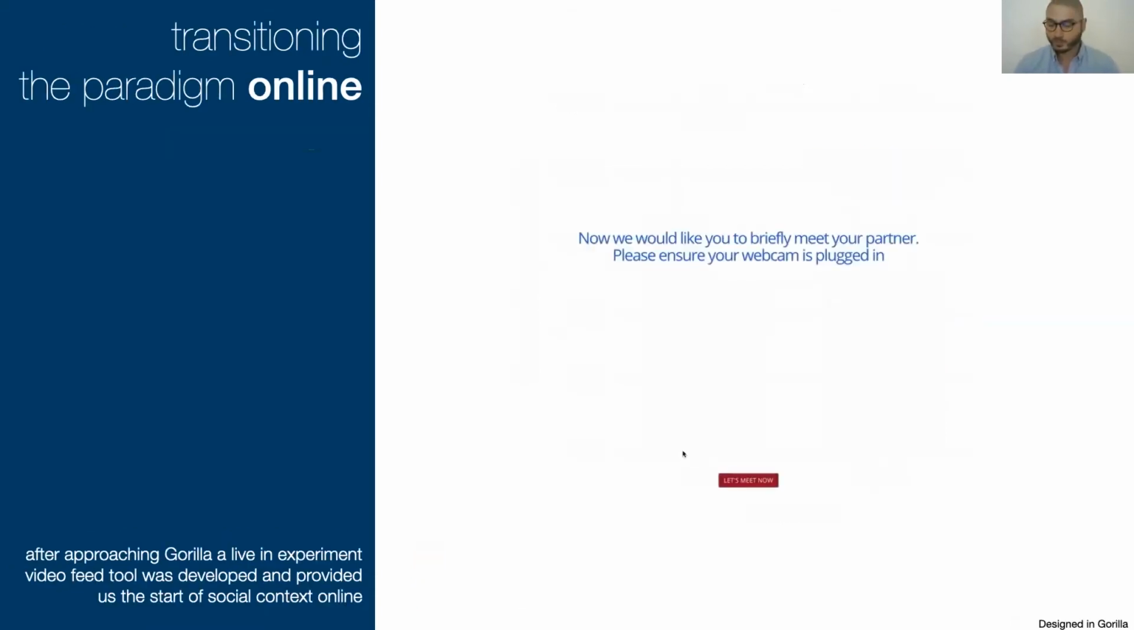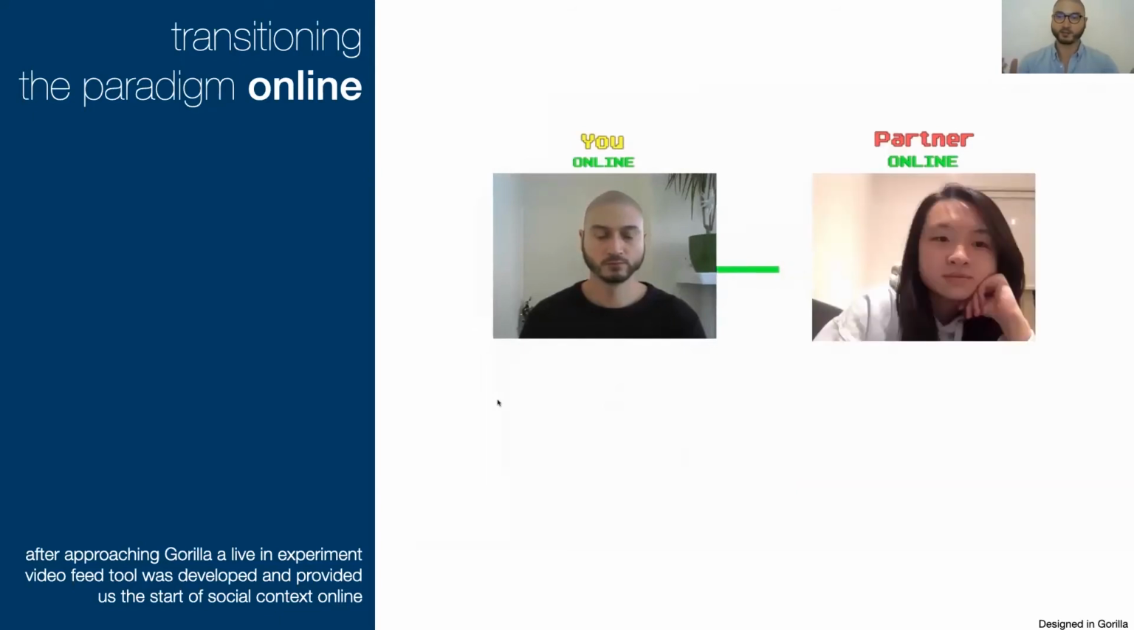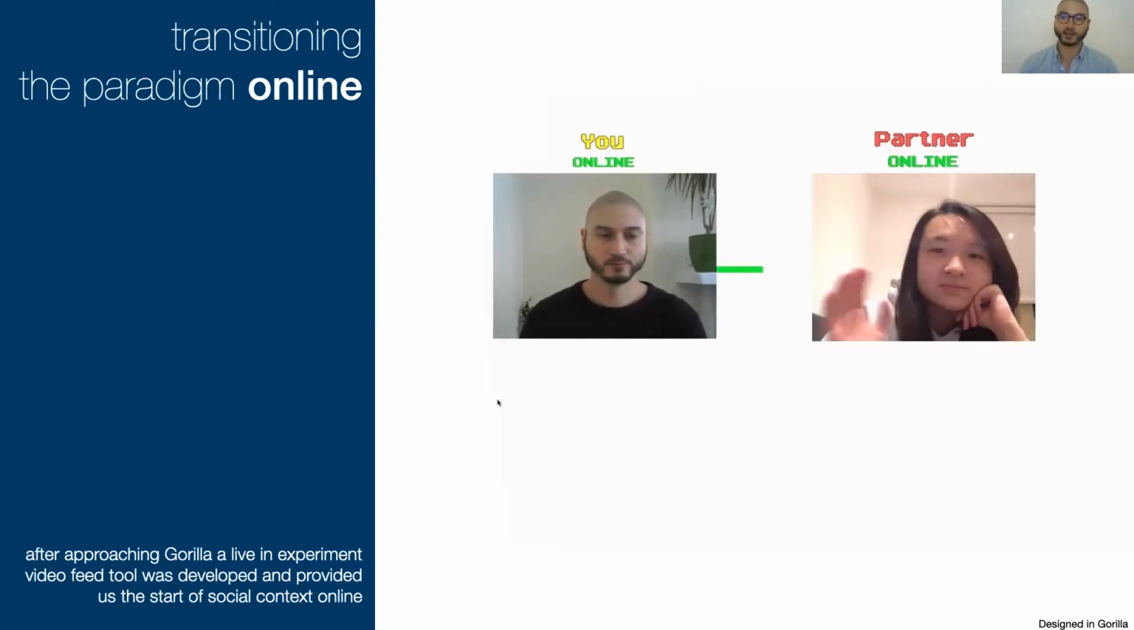So we approached Gorilla back in November and asked whether we could develop a tool which allowed us to turn on the webcam of people at their home. This allowed us to create a scenario where this is me, my webcam's turned on, and I can see myself, and then suddenly we can get them to meet someone else.